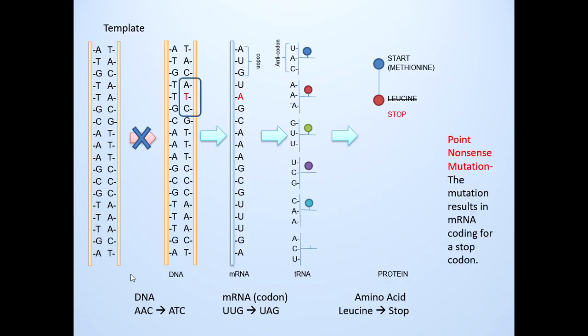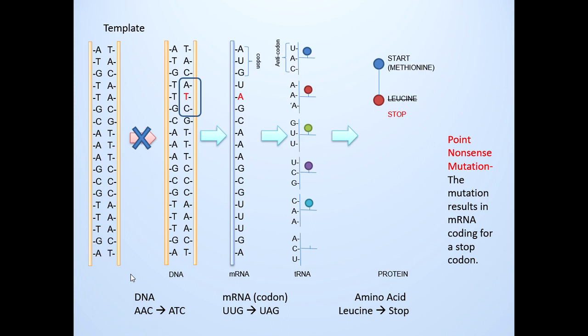So this is a nonsense mutation, because the mutation results in the messenger RNA coding for a stop codon prematurely. So this protein is going to be truncated and probably going to be non-functional, and this one will usually lead to a detrimental effect on the cell.